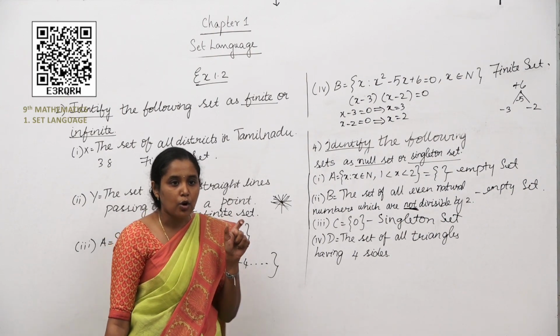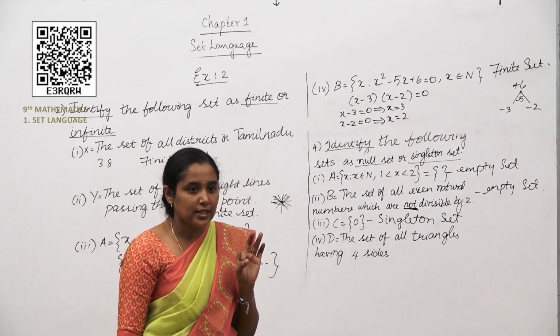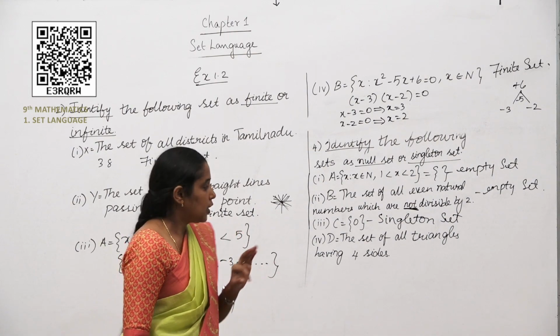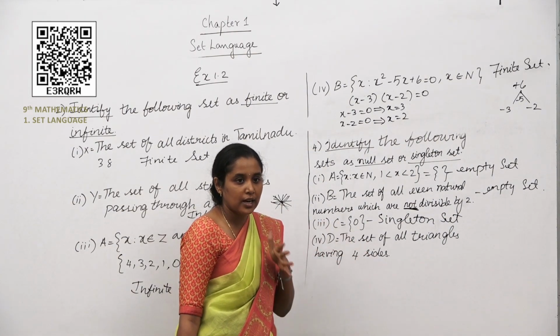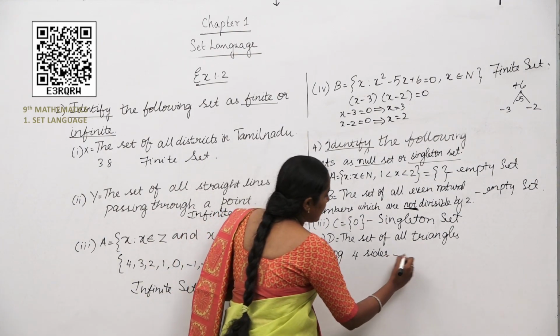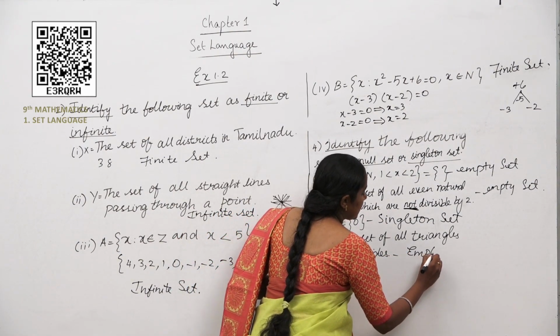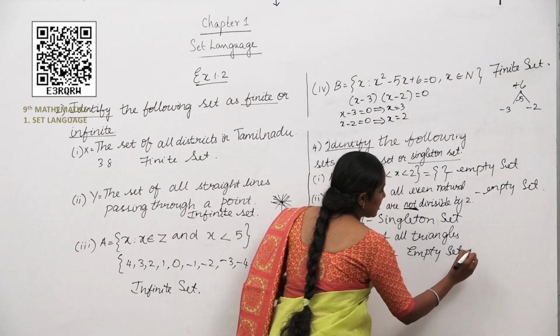So triangles, all of you will know. A triangle has how many sides? 3 sides. So here what is given? Triangles having 4 sides. There is no triangle with 4 sides, so it is an empty set.